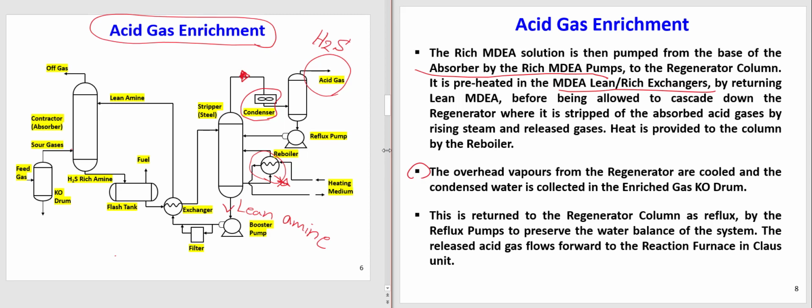And then after the condenser, it has both vapor and liquid. The liquid will be collected at the bottom and sent back as a reflux to this distillation column. And the gas phase, which is majority H2S, will be collected at the top and sent to the Claus unit or to the sulfur recovery unit.